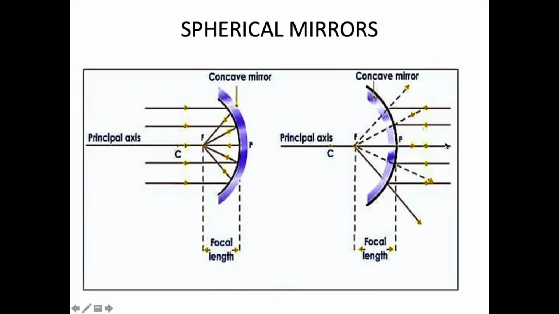Only the middle ray, if it goes along the principal axis, will come back in the same direction. So here they are diverging. So convex mirror is called a diverging mirror. And when I extend it backward, what will happen? They meet at a point that is called the focus. Okay. So just change the word over here. Don't remember this word concave. It is convex, please.